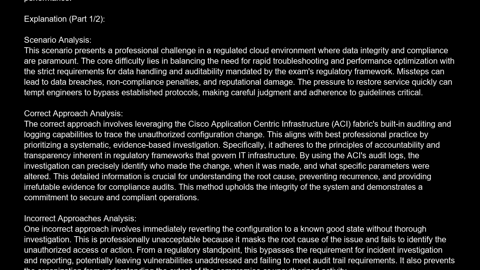One incorrect approach involves immediately reverting the configuration to a known good state without thorough investigation. This is professionally unacceptable because it masks the root cause of the issue and fails to identify the unauthorized access or action. From a regulatory standpoint, this bypasses the requirement for incident investigation and reporting, potentially leaving vulnerabilities unaddressed and failing to meet audit trail requirements. It also prevents the organization from understanding the extent of the compromise or unauthorized activity.